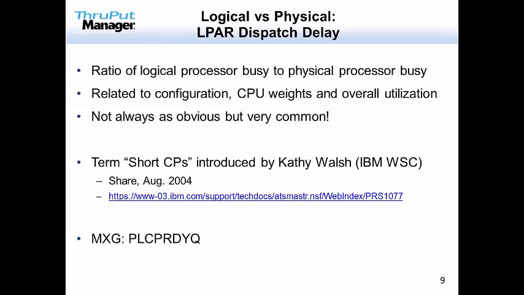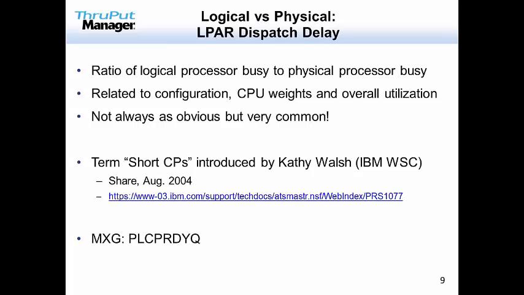So just mentioned, how many LPARs, how many logical and physical processors, the CPU weights, these are critical. We'll talk about those some more in a minute. And the overall utilization. Now this isn't obvious, but it's very, very common, and I have to shout out and credit to Kathy Walsh. Many of you will know Kathy, one of the greats certainly in this industry, and she first talked about this way back in 2004, the link there to her web doc. This was specifically talking about delays experienced with CICS transactions at the time.